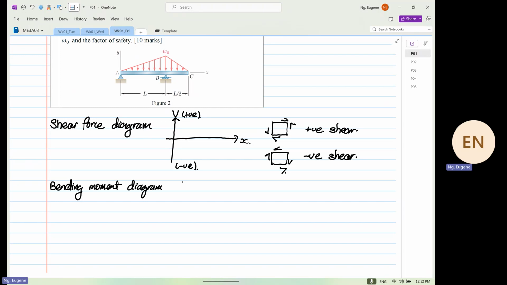This is our bending moment diagram. Again, this is our x, this is our bending moment. Now, what does positive bending moment mean? Anyone, please?